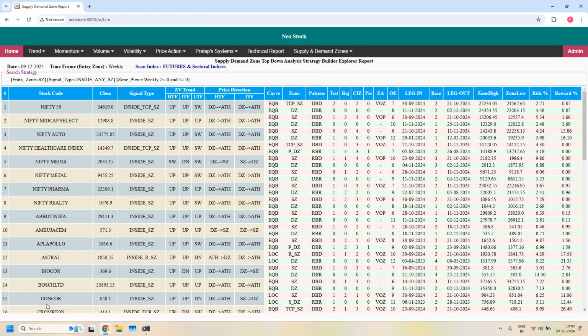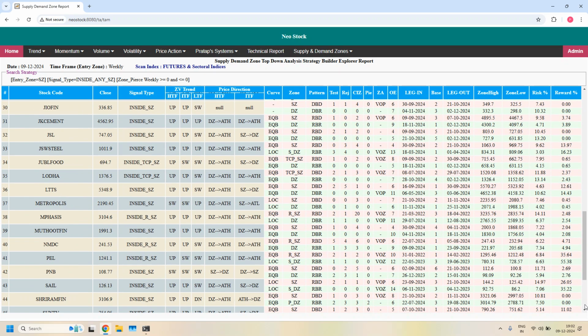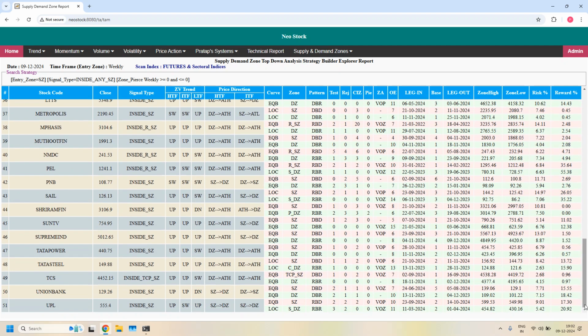With this we got a good number of stocks. First 15 stocks, next up to 30 stocks, next up to 44 stocks. Total 51 stocks are filtered where price closed inside weekly supply zones.